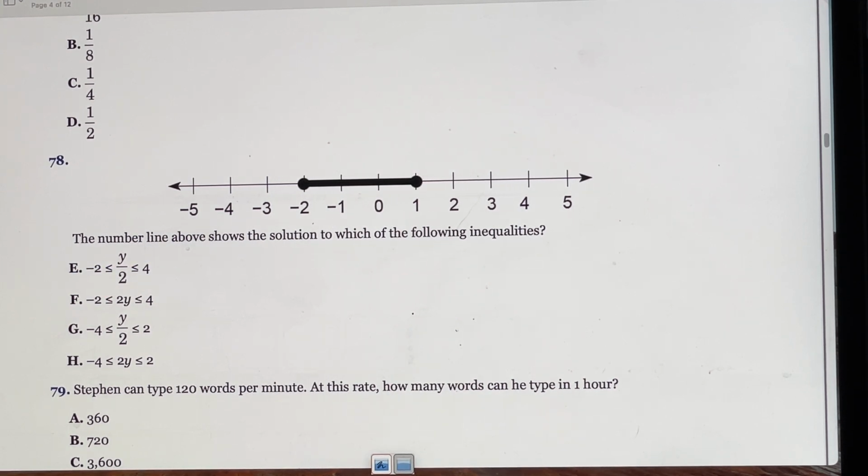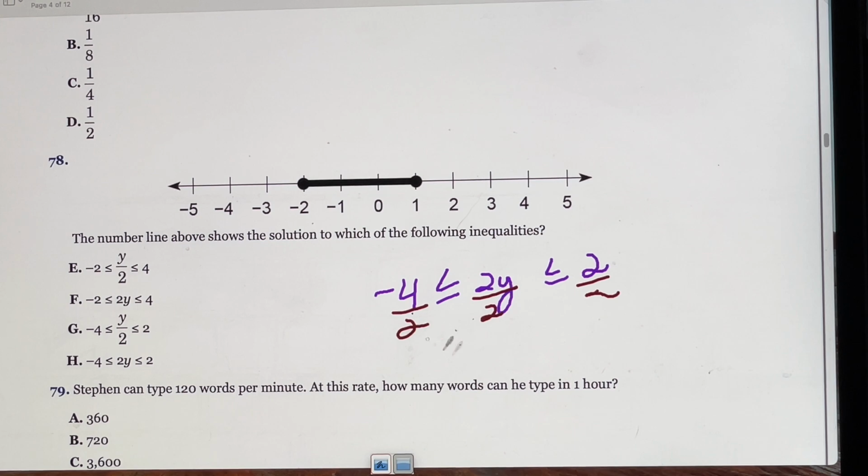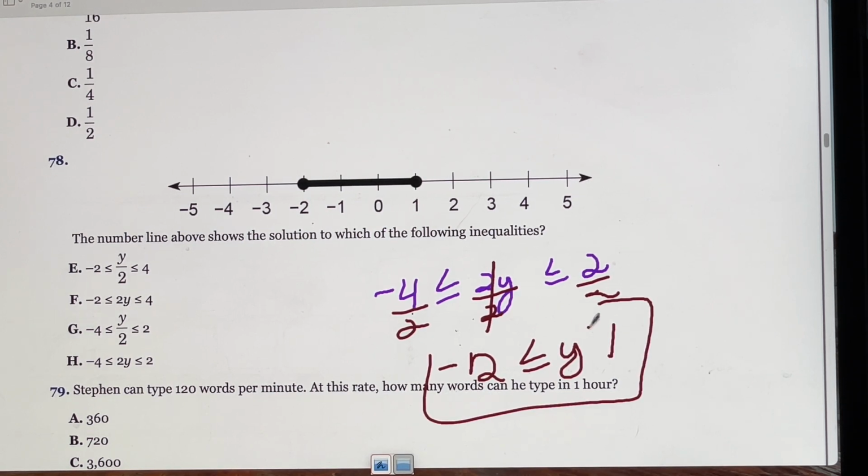Well, let's just make sure. Negative 4 less or equal to 2y less or equal to 2. So this one we have to divide by 2 to isolate our variable. Negative 4 divided by 2 is negative 2, less or equal to y, and 2 divided by 2 is 1. So negative 2 less or equal to y less or equal to 1 is that one, right? Y is any value between negative 2 and 1 inclusive.